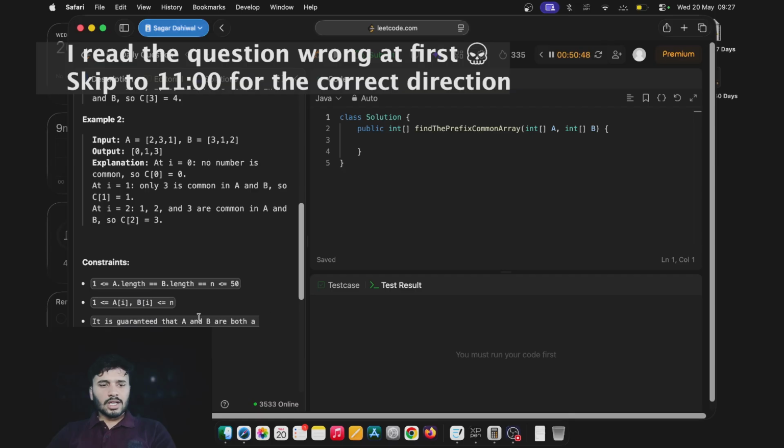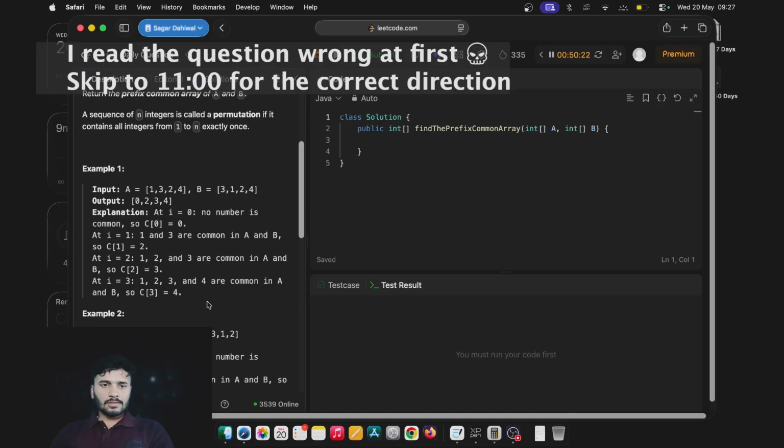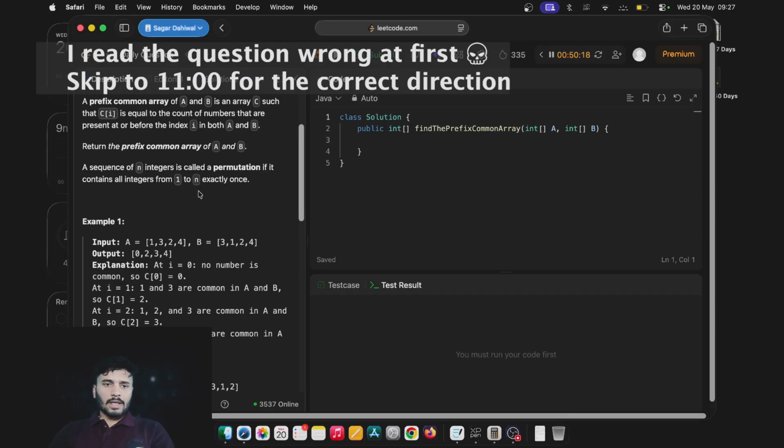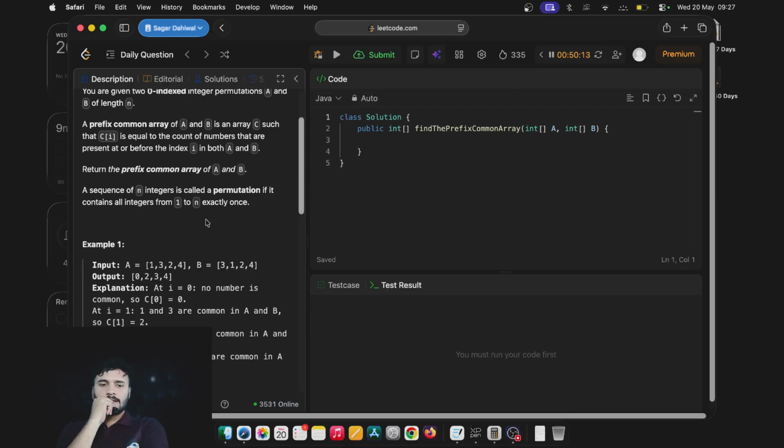It's guaranteed that A and B are both permutations of integers up to n, meaning all the elements are between 1 to n, and at max n will be 50. So how can I solve this problem? Sequence of n permutations. For index 1, 1 and 3 are common in both.